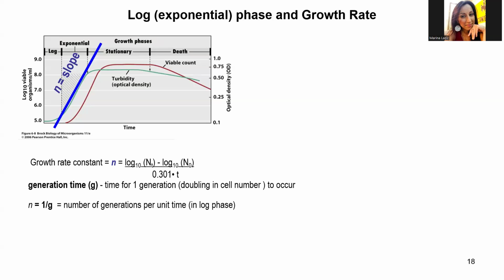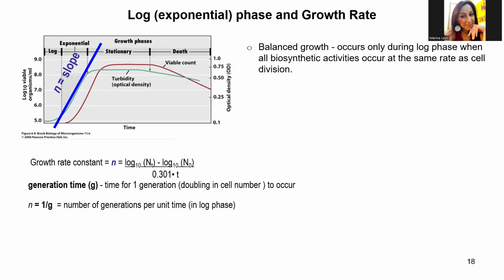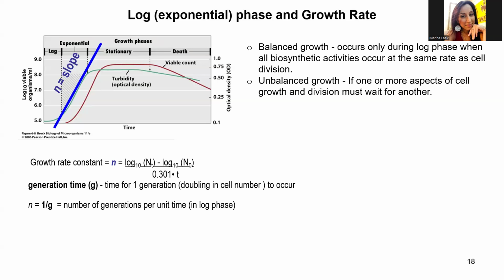So, and this is the formula. Of course, please don't memorize this formula. It's everywhere. You can type it. You can find it wherever. I also don't know it, and I will never ask you to know it. But basically what matters is to know what is the OD or number of cells at the end of log phase, at the beginning of log phase, and you need to know in between which time points is that log phase. So again, balanced growth happens in log phase, but unbalanced growth is the moment when one or more aspects of growth and division are not timed with each other.